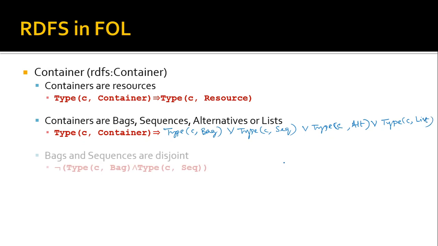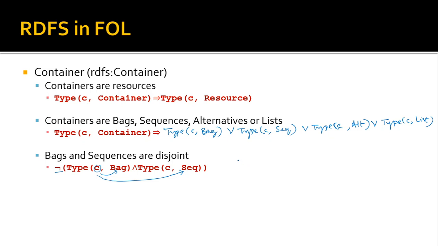Now, how do you model something like bags and sequences are disjoint, right? So you can say that it is not the case that a particular thing will be of type bag and of type sequence at the same time. So it is not the case that a particular thing will be an instance of bag, also instance of sequence, right?